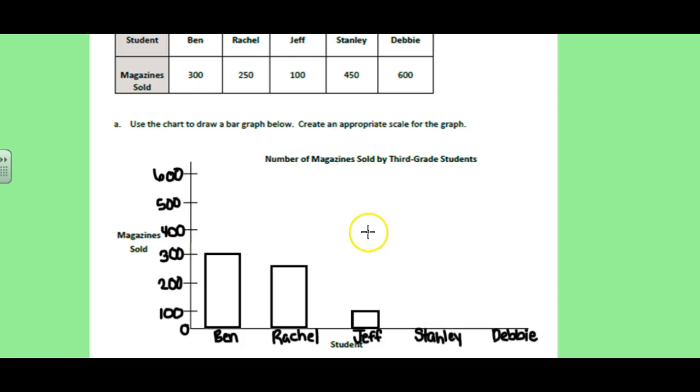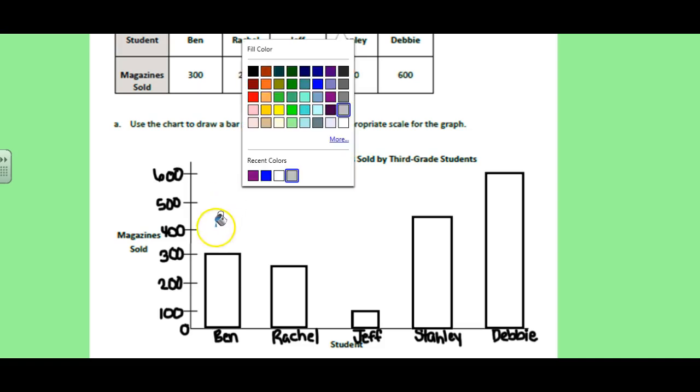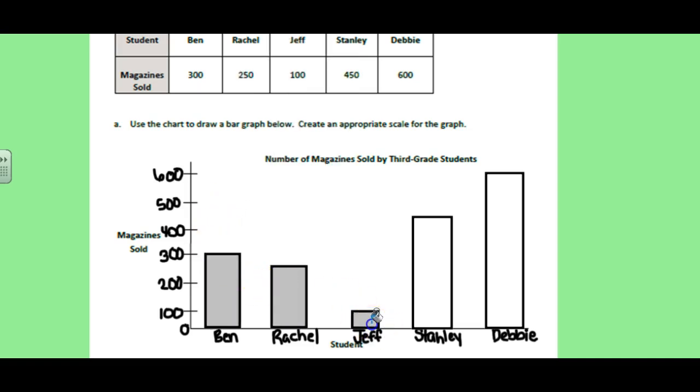Stanley sold 450, so it's going to be right here in between 400 and 500. So I'm going to look right here on the bar graph, and I'm just going to make my pencil on my screen go all the way over there. And then Debbie sold 600, so I know it's going to be right here at the top mark on the bar graph. And there I have all of my bars, and I'm just going to shade it in, and you can shade it in on yours as well. So your bar graph should look very similar to what mine looks like on the screen.